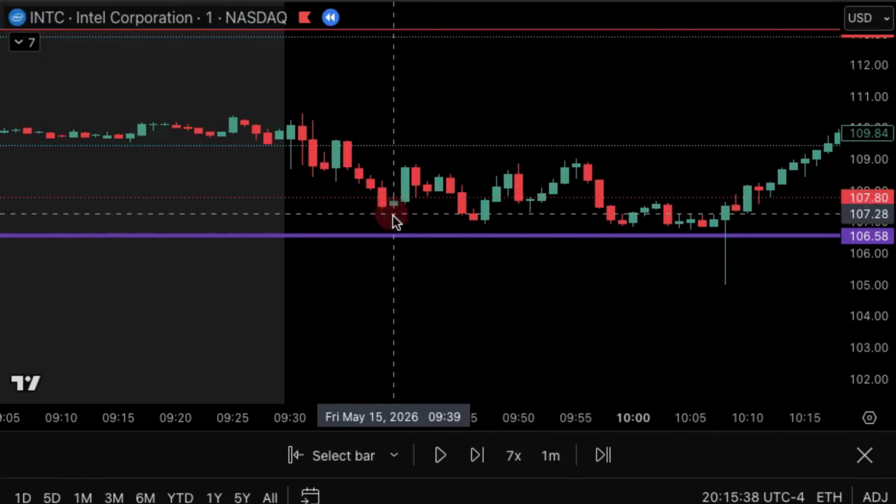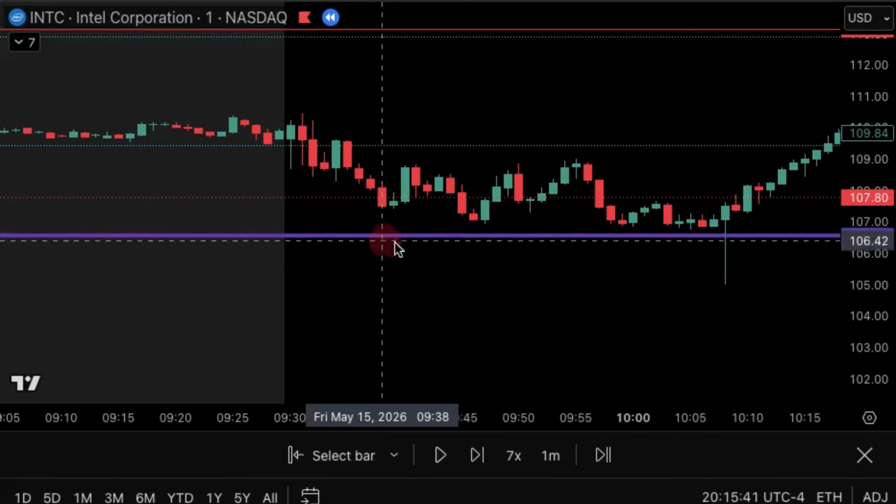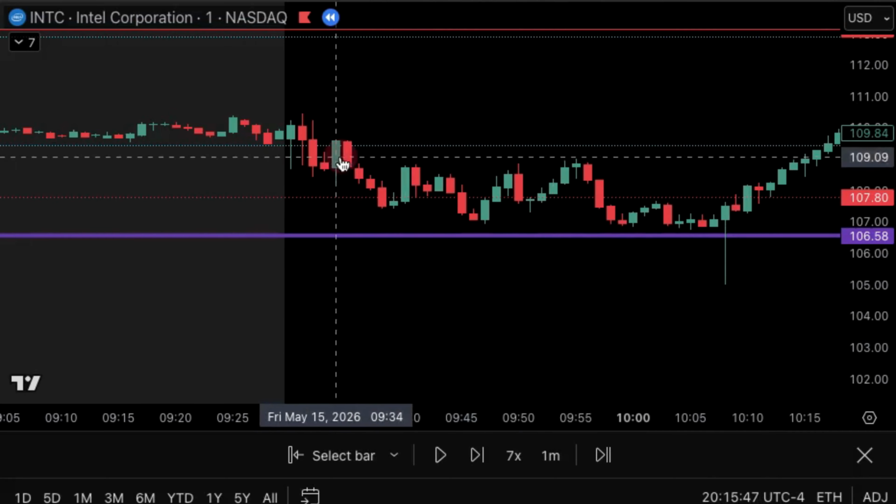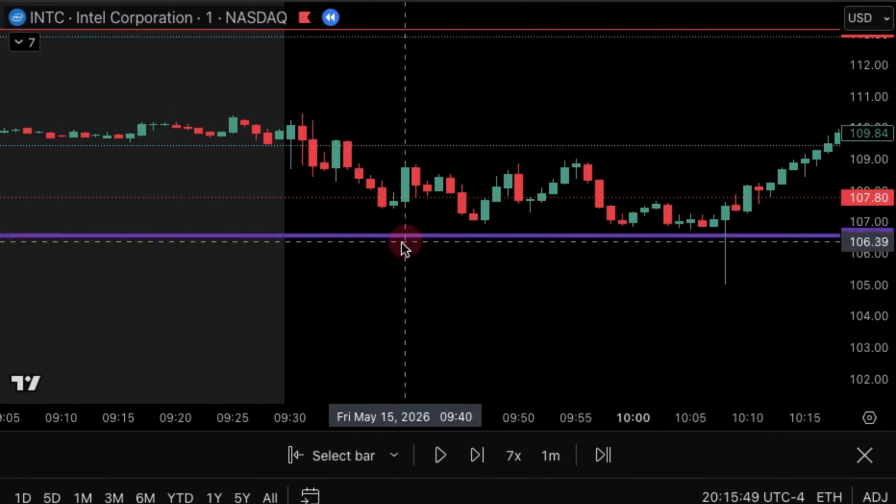And then, as you can see, we came down, didn't touch that level. I was kind of waiting for us to break that level. In my mind, I was convinced. I was like, okay, we're going to go, and we're going to break this 106 area, and we're really going to flush.